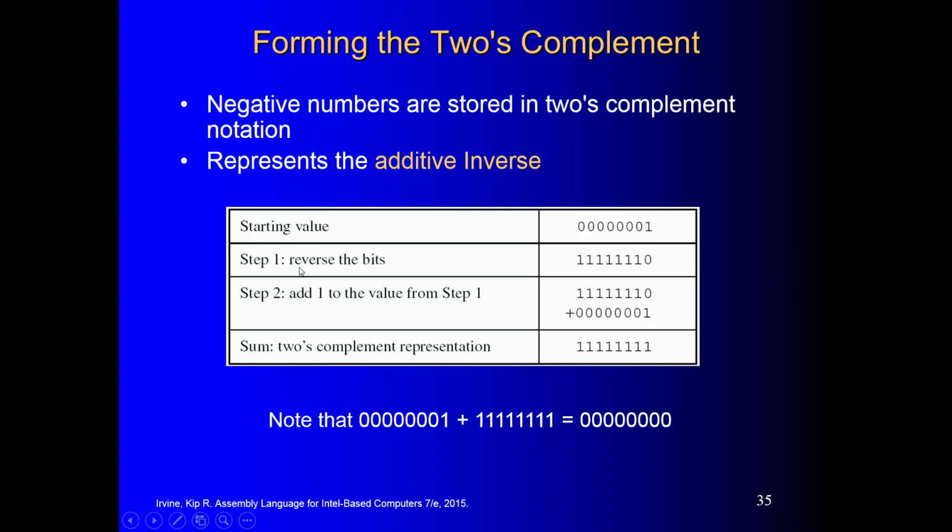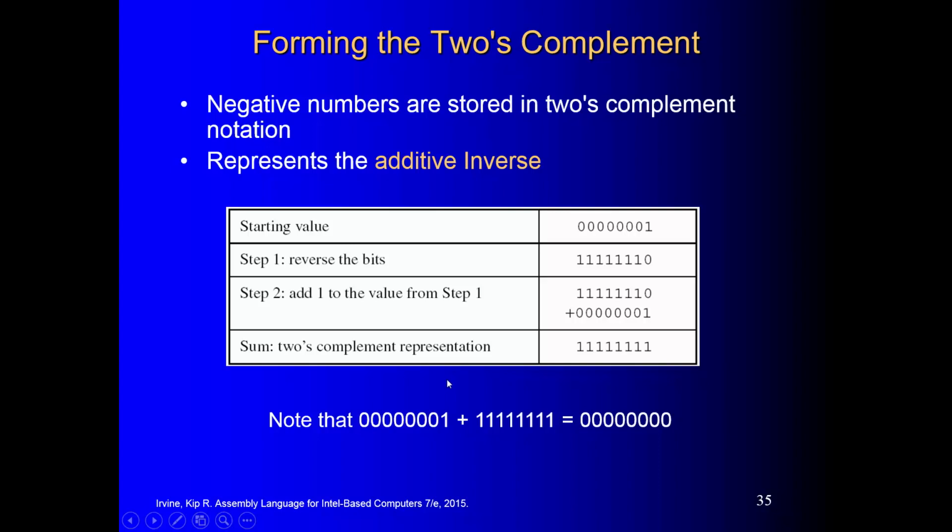Step 1, you have to reverse your bits. We reverse the first 7 bits into 1s, and the last one reverses into 0. In step 2, you're going to add 1 to the value from step 1. So we copy this down here, and we're going to add 1 to this value. Last step, you sum up. So 0 plus 1 is 1, and the rest are just 1s, so you copy them down. This is negative 1.